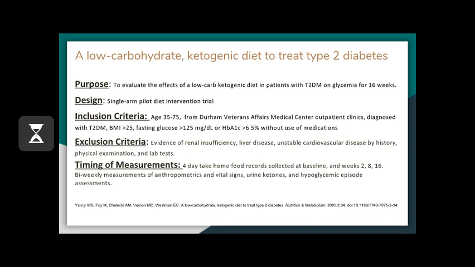The timing of the measurements was 4-day take-home records collected at baseline and weeks 2, 8, and 16. There were also biweekly measurements of anthropometrics and vital signs, urine ketones to confirm they were in ketosis, and they also measured the incidence of hypoglycemic episodes.